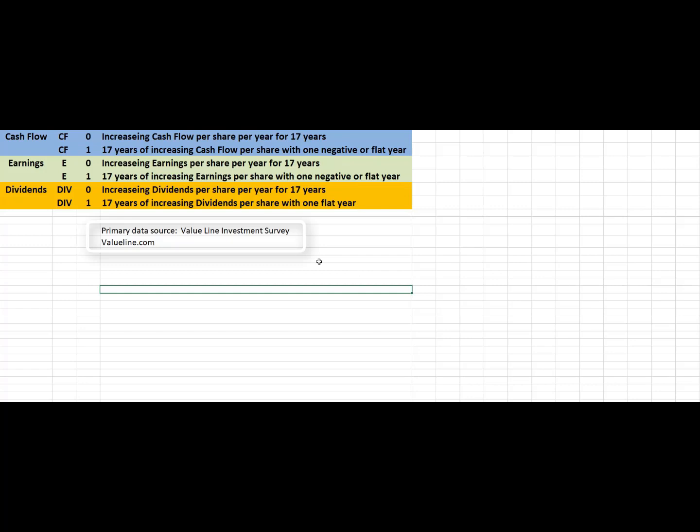Again, my primary data source is the Value Line Investment Survey. It's available in hard copy and online at valueline.com. The investment survey has a lot of great proprietary analysis in addition to the historic numbers. I will not discuss any of the proprietary information here, but I highly encourage serious investors to go take a look at valueline.com and see if subscribing to any of their products is worthwhile for you.